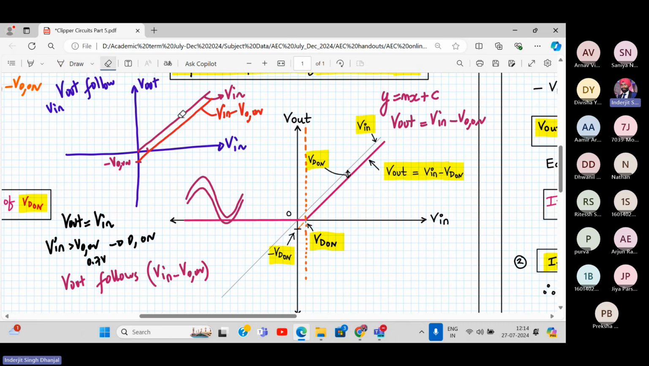Yeah, this is the Y intercept. Y is equal to mx plus c concept. M is 1 over here. So this is my Y intercept, and my y-intercept is minus VD on.